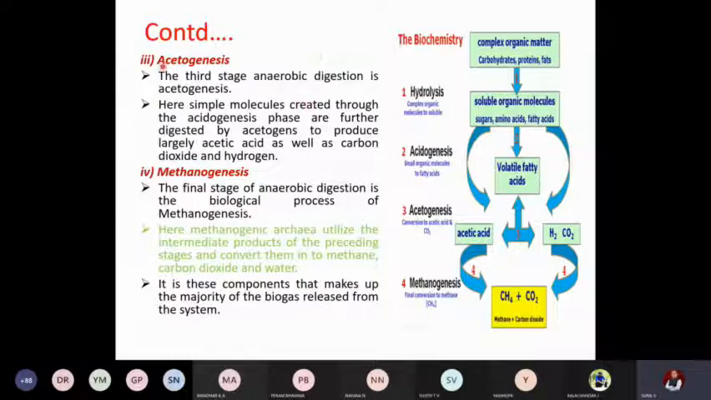So in the third stage, that is acetogenesis, these simple molecules are further digested by acidogens. They are a class of bacteria. They produce acetic acid, carbon dioxide and hydrogen. So in the first 2 stages, complex compounds are converted to very simple compounds. In the third, these simple compounds are further segregated. The chains are broken down. They are converted to acetic acid, hydrogen and carbon dioxide. So this will be the third step.